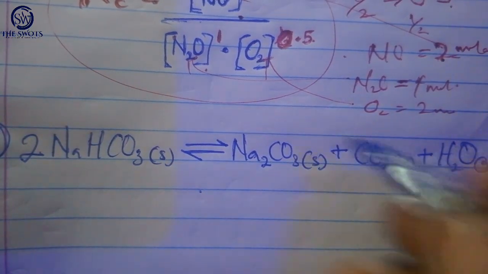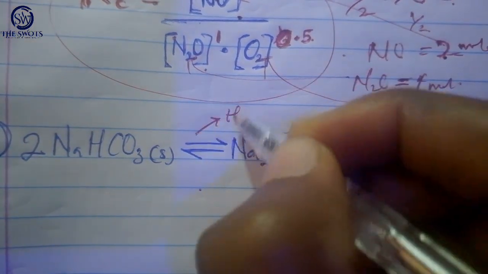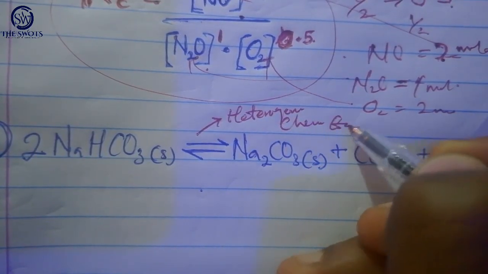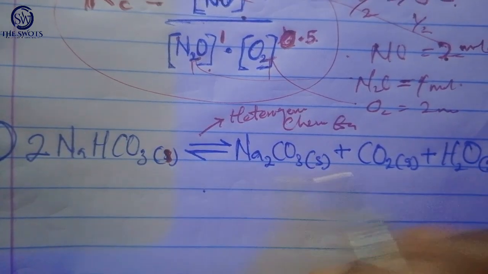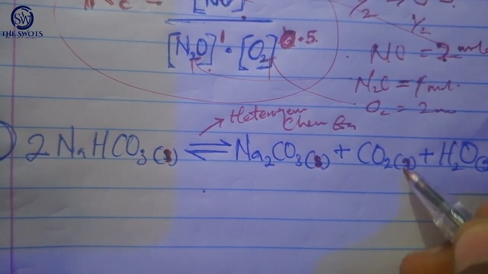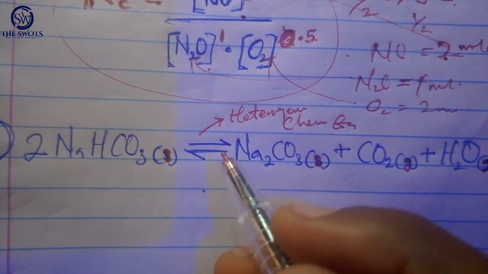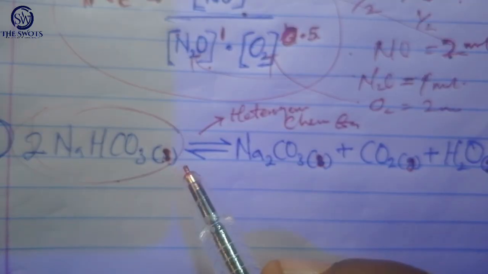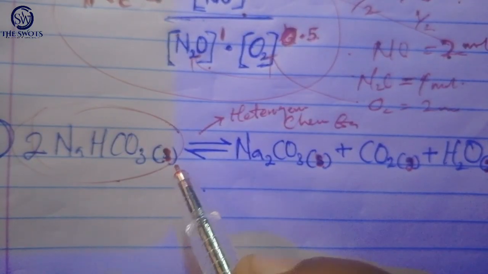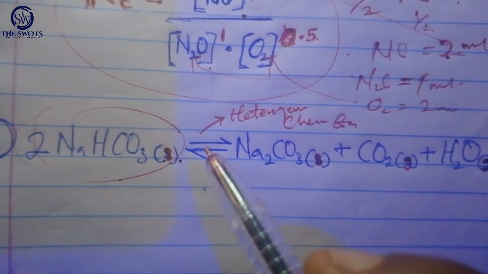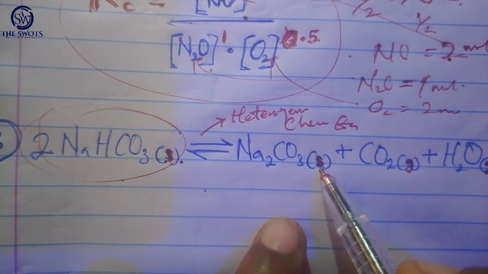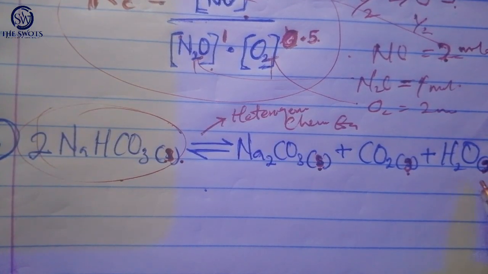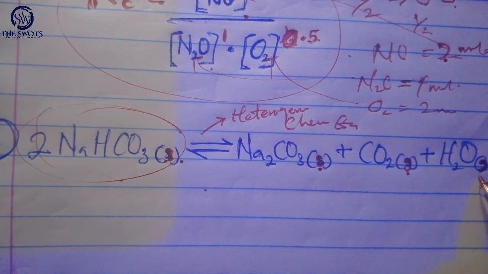This is a form of heterogeneous chemical equilibrium. Why? Because we're having solid here, we're having gas here, we're having gas here. This is our reactants. We have just one reactant compound. Our reactant compound is solid. Are you getting it now? Then our product is solid. Our product is also having a gaseous phase and also a gaseous phase. So they are in different phases.